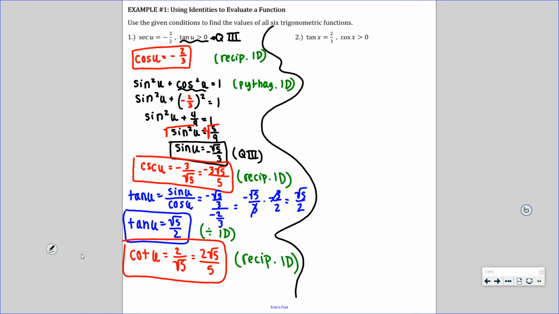I'm giving tangent. What'd be easiest to find next? Cotangent. Which identity? Reciprocal. Not inverse, reciprocal. It's not the same thing.